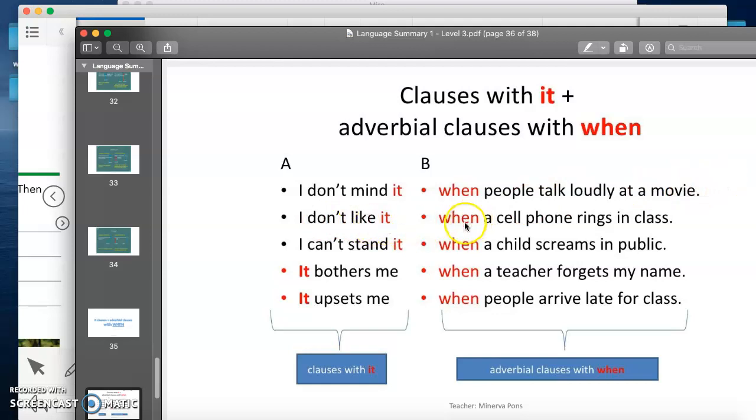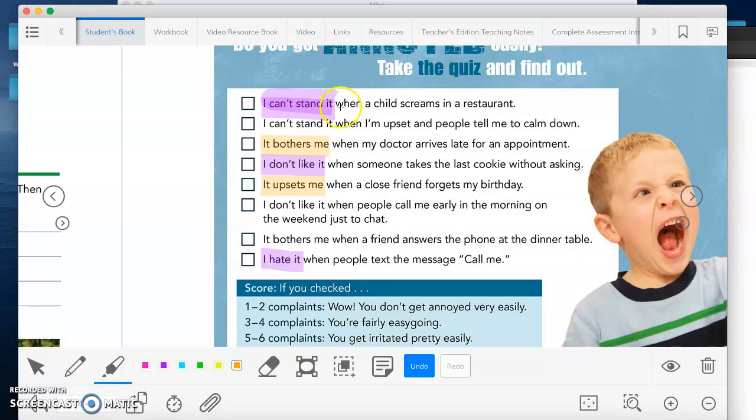I don't like it when a cell phone rings in class. It upsets me when people arrive late for class. So basically, on part A, we are talking about how we feel. And then on part B, we are going to describe the situation that we are talking about.